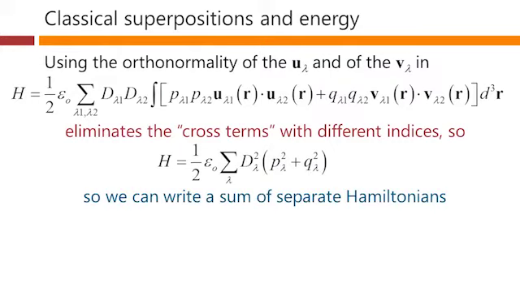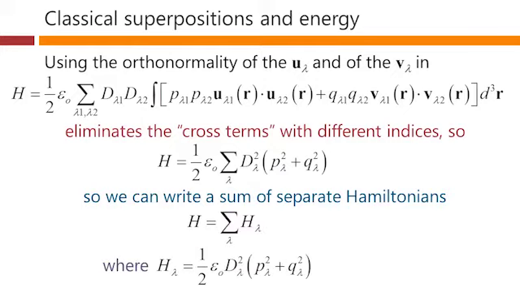So we can write a sum of separate Hamiltonians, one for each mode, where those separate Hamiltonians are therefore just a half epsilon naught d lambda squared times p lambda squared plus q lambda squared. Just a sum of separate Hamiltonians. We're merely rewriting this expression here using this form as we see in this relation.